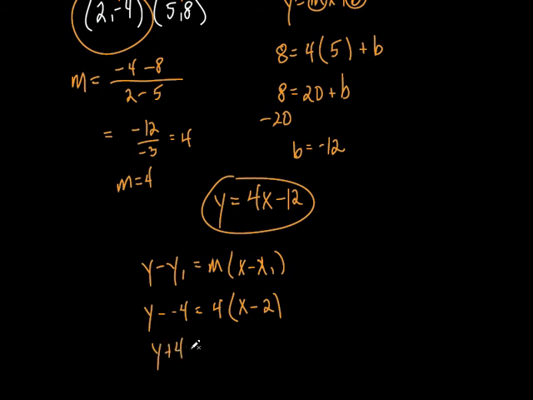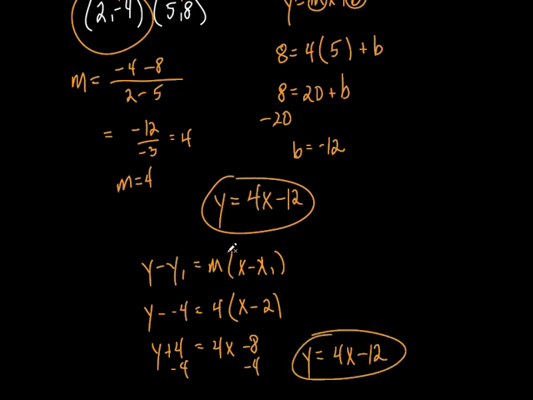Yeah, so y plus 4 equals, you got to distribute, right? You didn't have to distribute up here, but this one you have to distribute. So it's 4x minus 8. And now it's really easy because all you got to do is get rid of the minus 4. And there it is. Same exact thing, isn't it? y equals 4x minus 12. Yeah, sometimes people like this better, and that's perfectly fine.